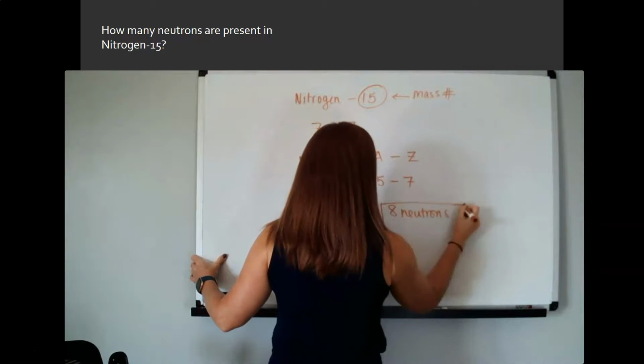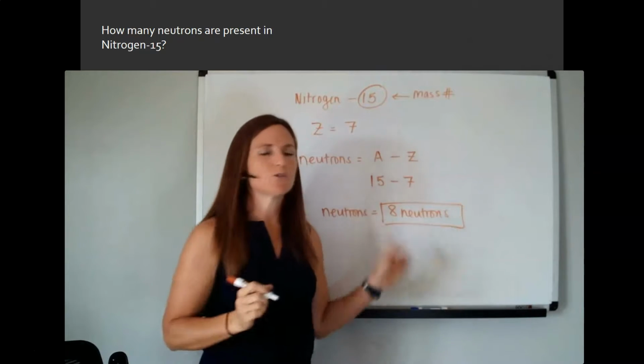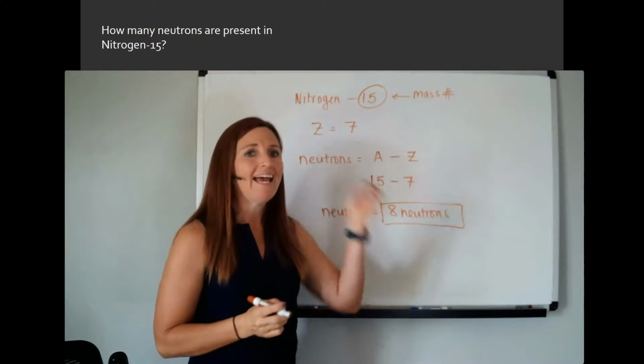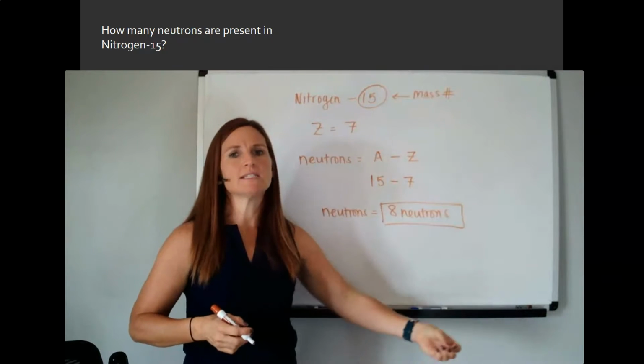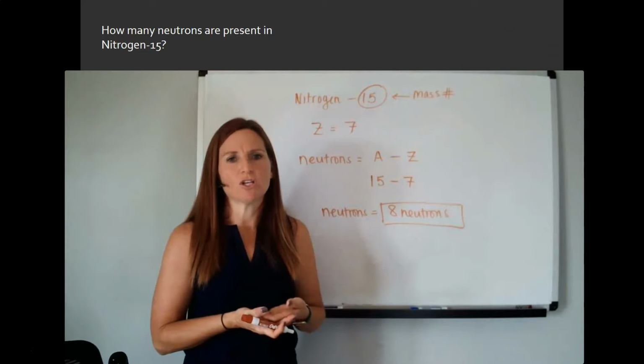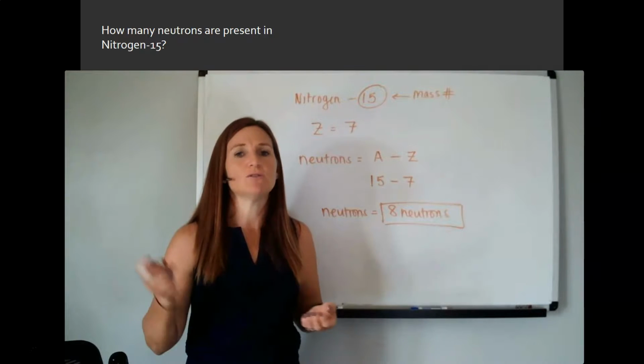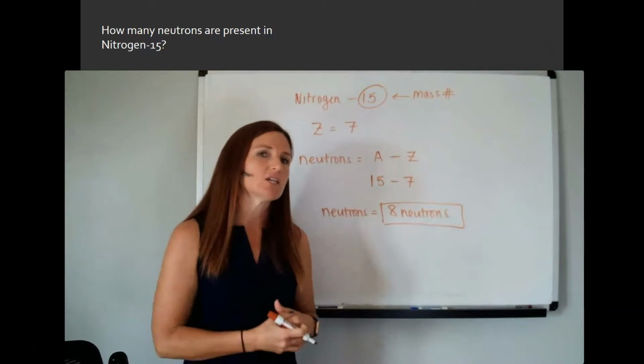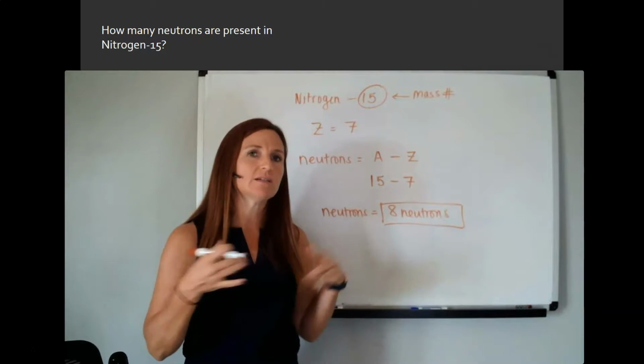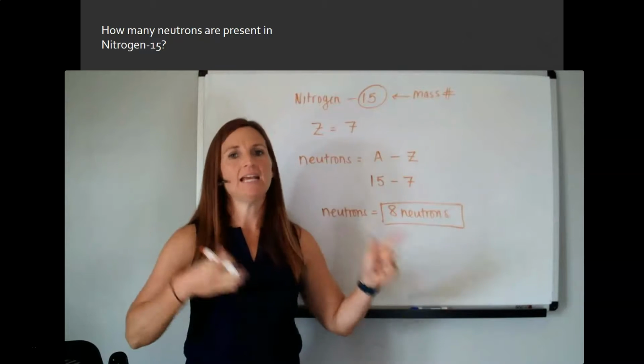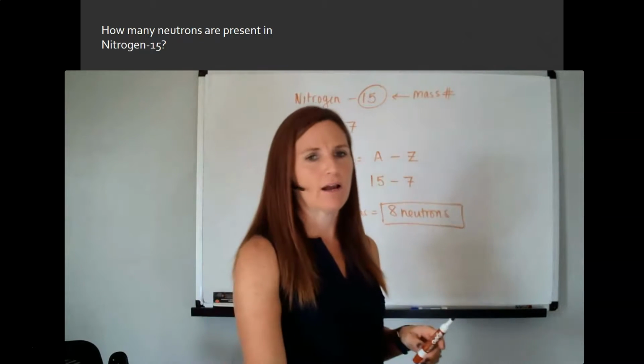neutrons. Now, if you are answering this question, it's really important that you answer 8 neutrons. Neutrons is the unit. So if I say how many neutrons are present in nitrogen 15 and you say 8, that's only going to get you half credit. Okay, you need to make sure you're putting that 8 neutrons are there. Okay, let's try the next one.